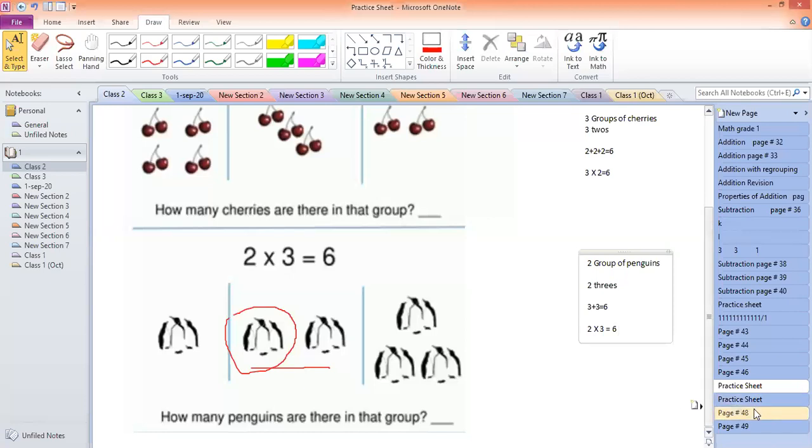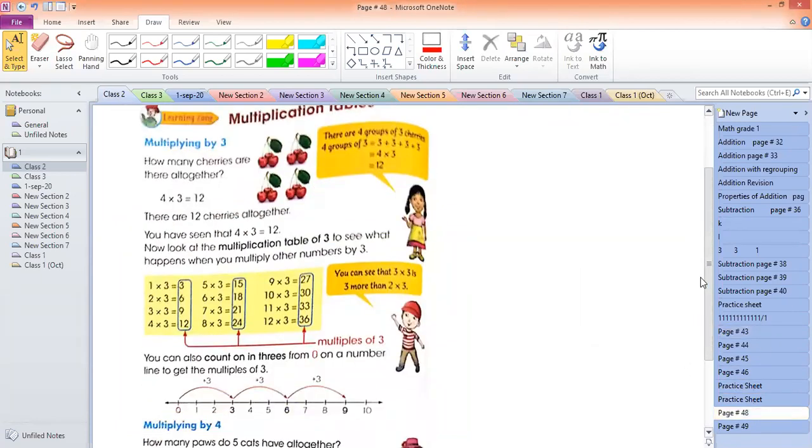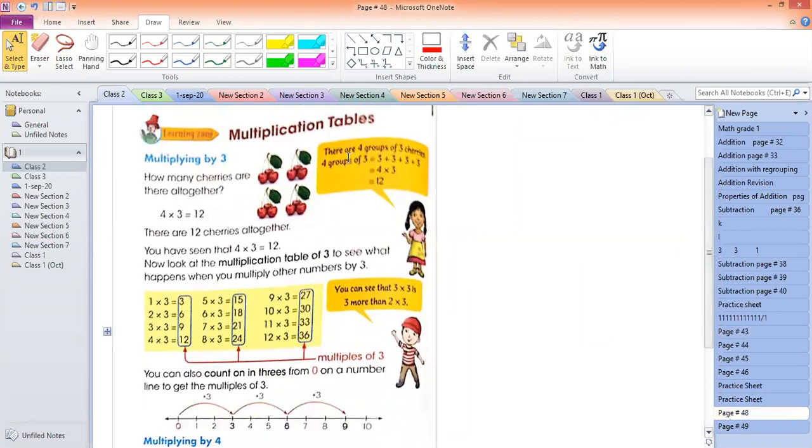Coming to page number 48 of your book. Open your book, page number 48. Guys, open your book, page number 48. On page number 48, you can see the multiplication tables.